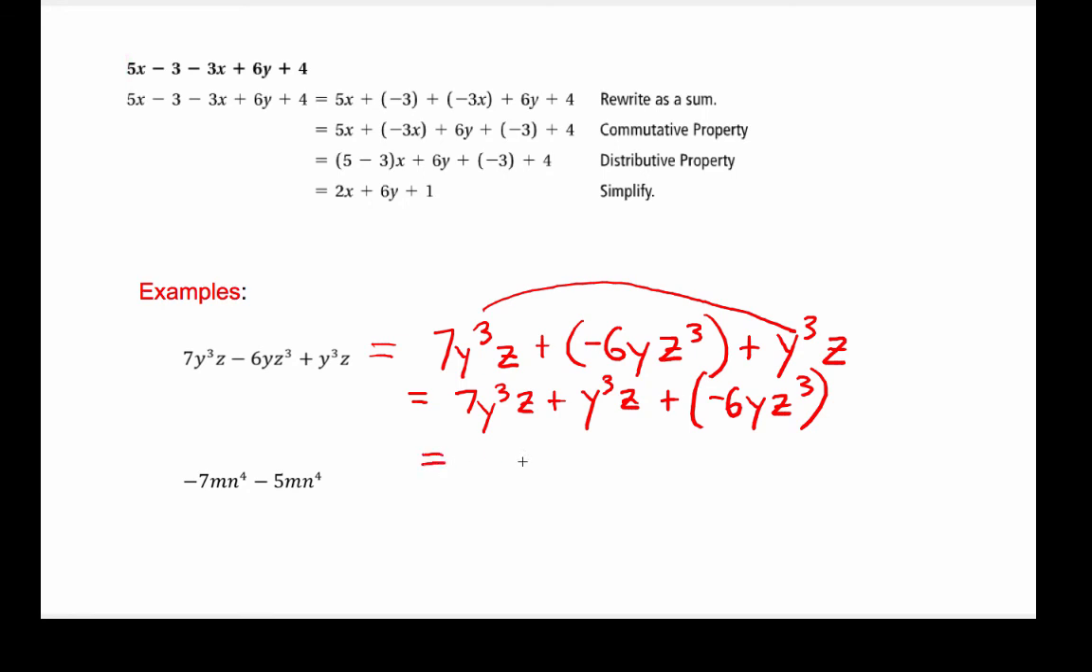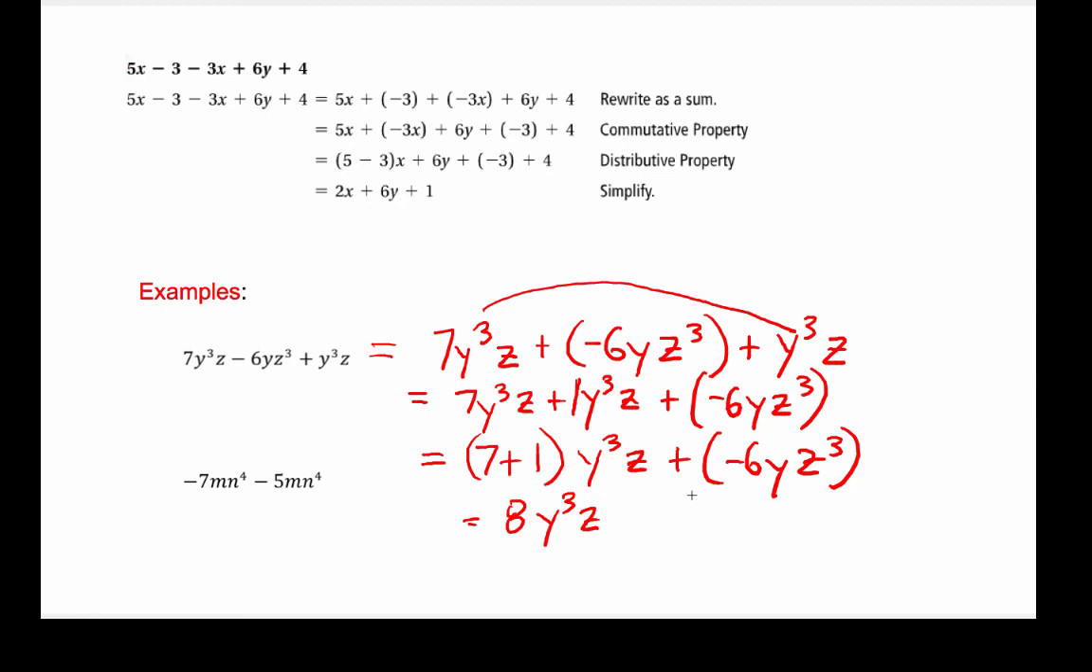Well, how are we going to do that? We're going to use the distributive property. This term here, we need to always remember there's no number, there's no coefficient, but anytime you don't see a coefficient, there's an implied 1 there. So the way that we're going to simplify is we're going to take 7 plus 1, that quantity, and multiply it by y cubed z plus negative 6y z cubed. 7 plus 1 is 8, so we have 8y cubed z. And then we're going to change this plus minus back to a minus 6y z cubed. So there's our answer. That is what we call simplified.